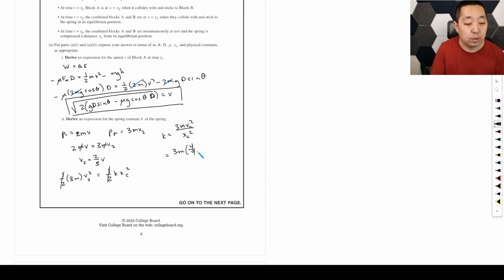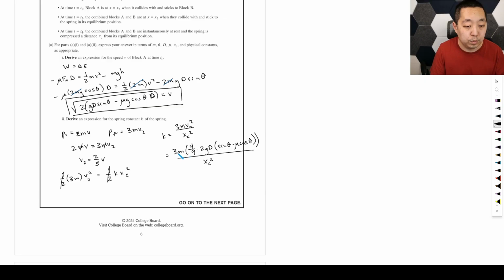Of this thing without the square root times 2, I'm going to pull out the GD, and then I get sine theta minus mu cosine theta over xc squared.